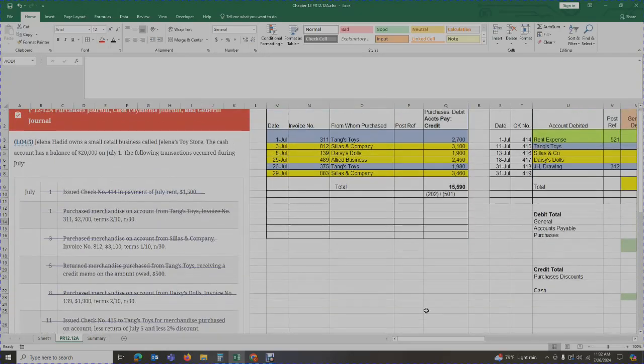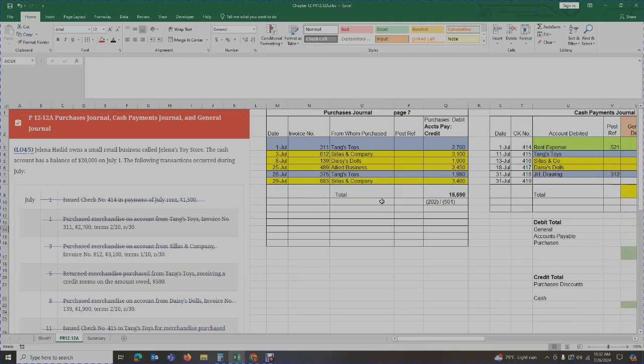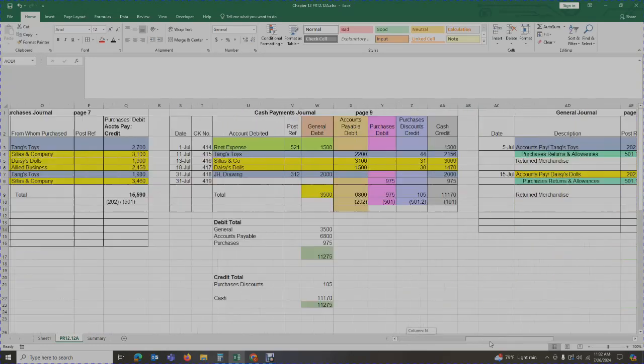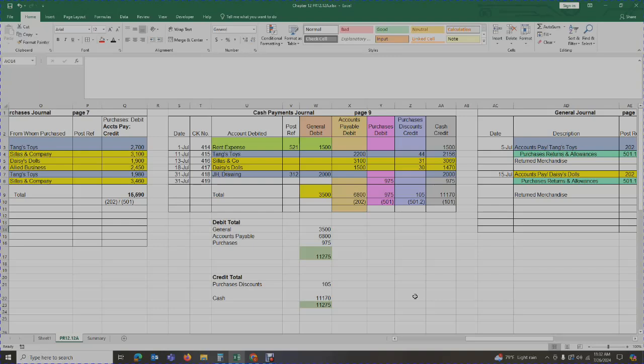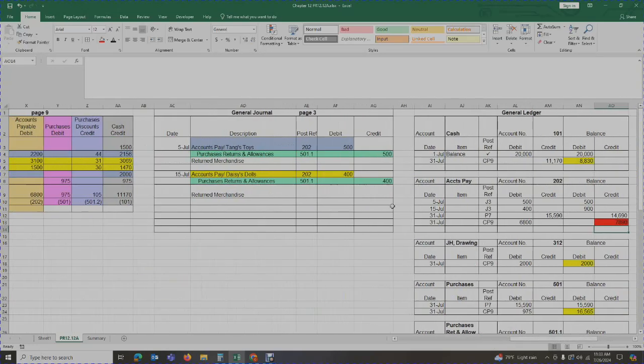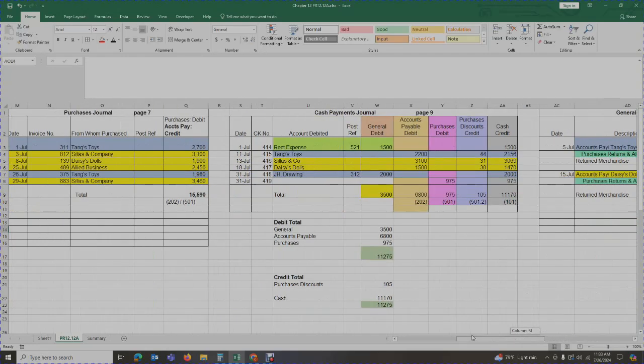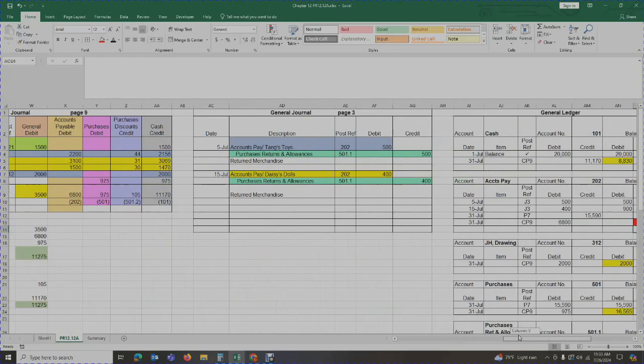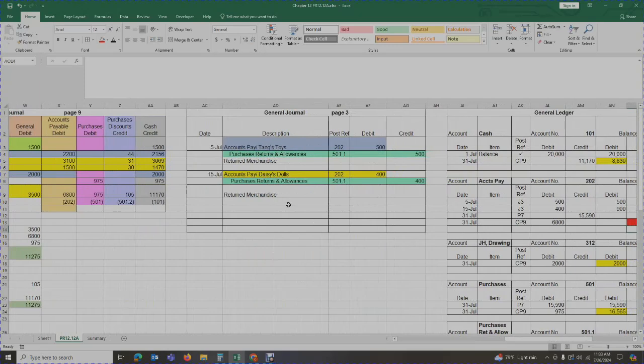Okay, so we have your purchases journal. Just to recap, these are all of your purchases on account. Cash payments journal is any entry that affects cash. If you purchase something or paid something with cash, it needs to go under your cash payments journal. The general journal is the standard journal, where if it does not belong in the purchases journal or cash payments journal, you post it under your general journal. These are all of the entries that don't fit into any of the other special journals.